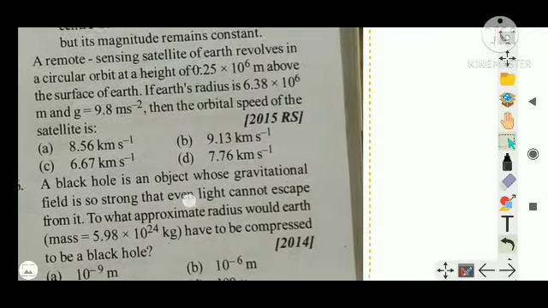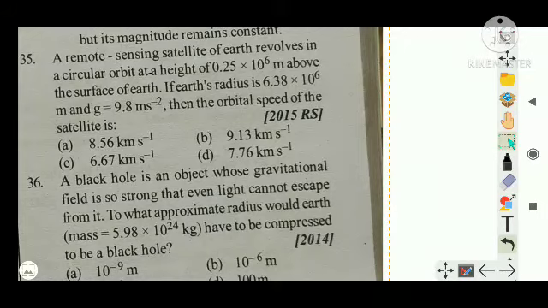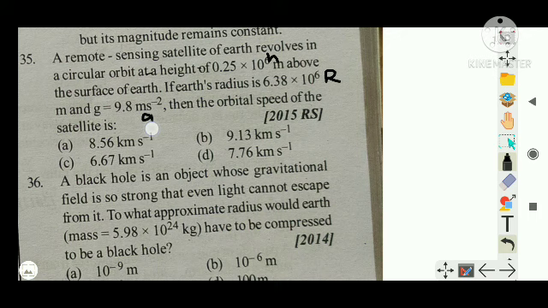Okay, 35. A remote sensing satellite revolves in a circular orbit of height 0.25 × 10^6 meter above the surface of Earth. If the Earth's radius is given as this much, so this is h, this is r, and acceleration due to gravity is given as 9.8 meter per second squared, you are asked what is the orbital velocity.